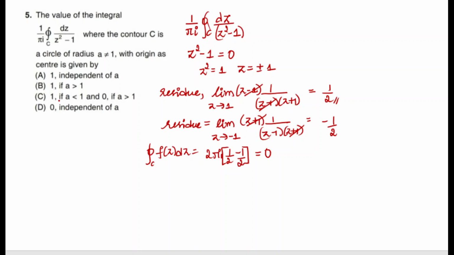For a less than 1, the value is 1? No, the value is not 1. And for a greater than 1, there is no option to find it, nor for a equal to 1. So our answer is obviously 0. The value is 0 and it is independent of a. It is not depending on a, it is independent of a and the value is 0. Okay, let us proceed to the next question.